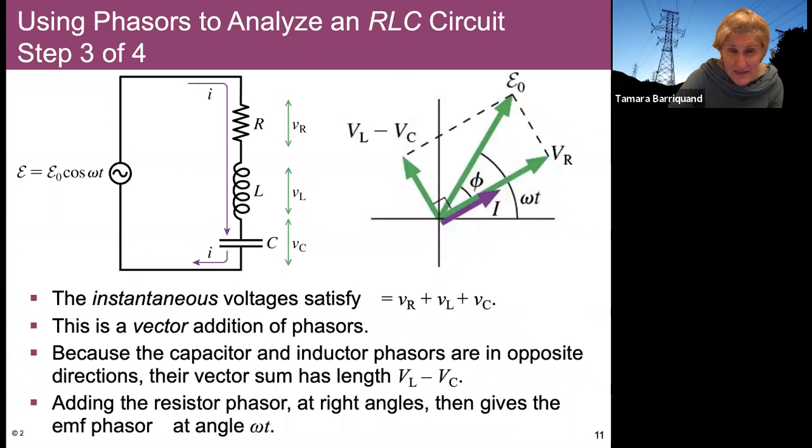Now the instantaneous voltages satisfy that EMF equals VR plus VL plus VC. This is a vector addition of phasors because the capacitor and the inductor phasors are in opposite directions. Their vector sum has length VL minus VC. Adding the resistor phasor at right angles then gives the EMF phasor at angle omega t.